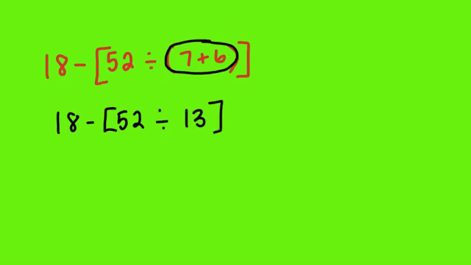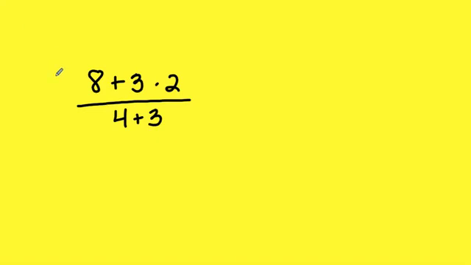All right, now I'm going to do 52 divided by 13. 52 divided by 13 gives me 4, and now I can remove the brackets because 13 goes into 52 4 times. And then I do 18 minus 4, which gives me 14. All right, hopefully this order of operations is coming back to you.